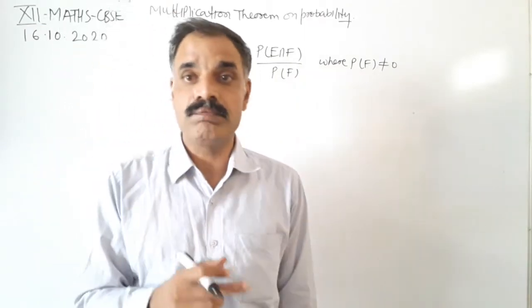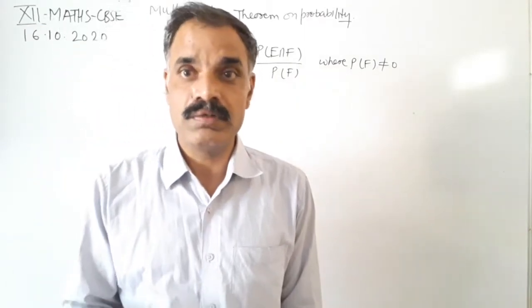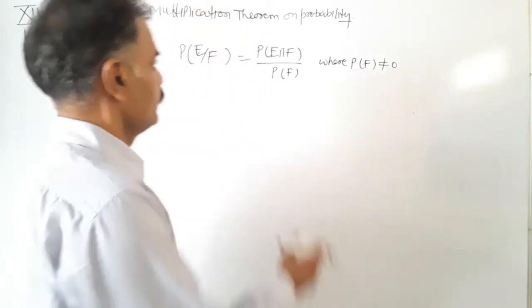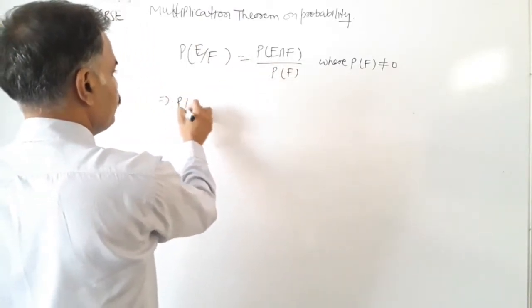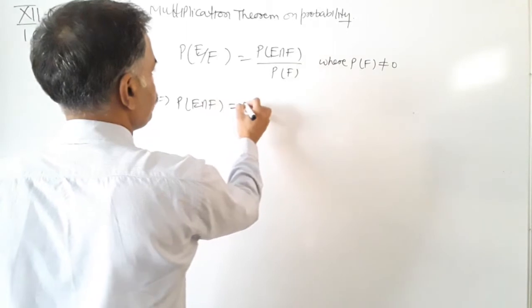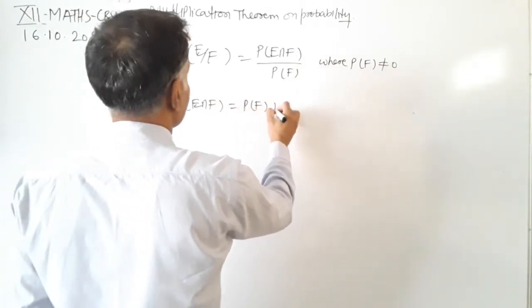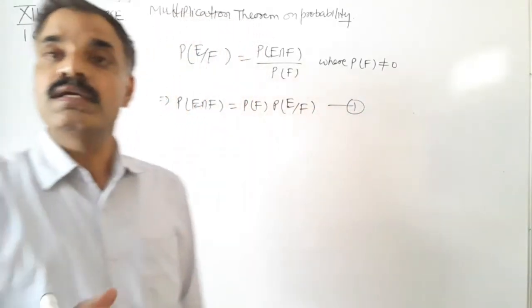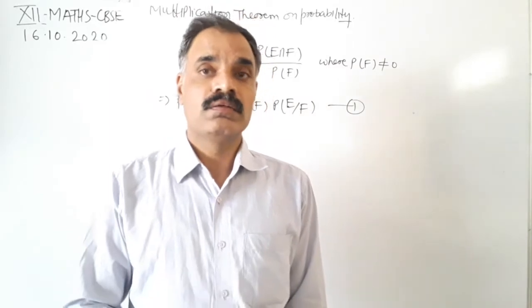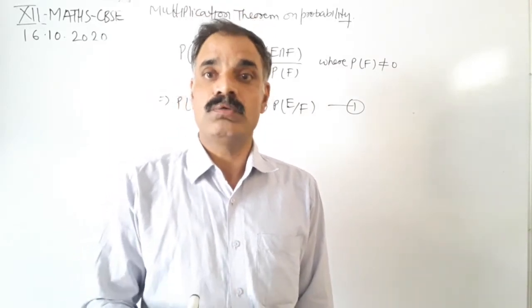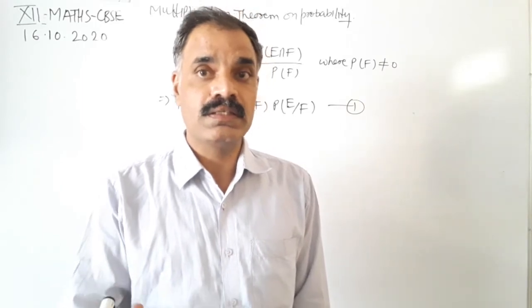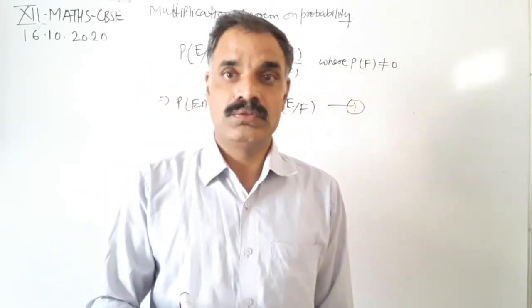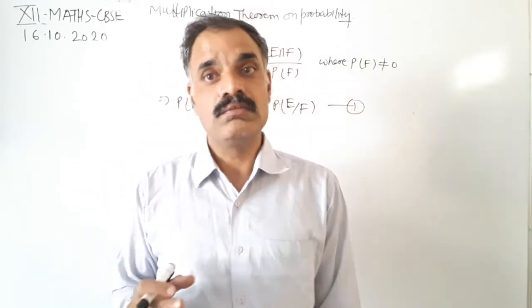By using this conditional probability, we can find the probability of simultaneous occurrence of two or more events. So from this we can write P(E intersection F) equals P(F) multiplied by P(E|F). This is said to be the multiplication rule of probability, by which we find the probability of simultaneous occurrence. Simultaneous occurrence means occurrence of the events one after the other.